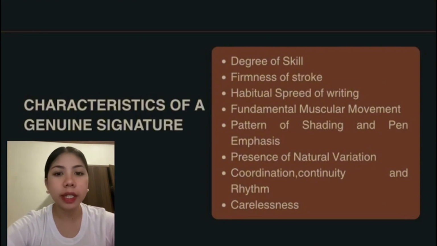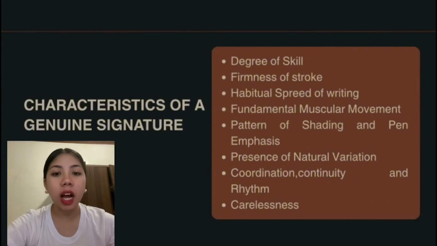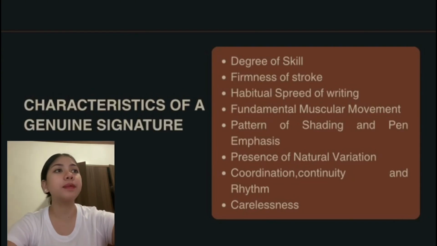So, the first one is degree skills. Ang degree skills is mo na siya ang genuine signatures nga naga-show og natural writing ability. Even ang handwriting nimo is dili perfect, makita gyapon ang smoothness or smooth connections o ang natural ending stroke. So, the second one is firmness of stroke.